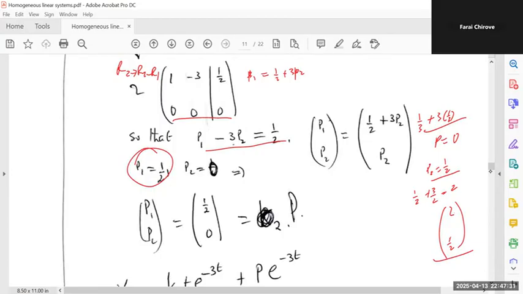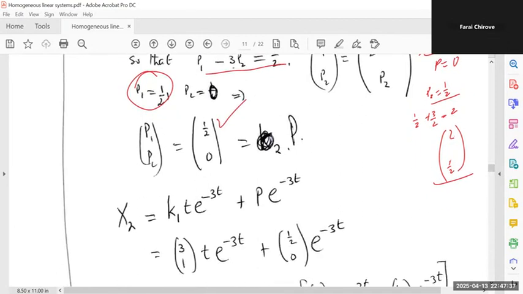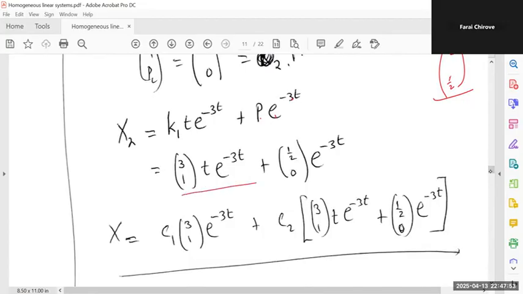But here I chose it in such a way that, of course, I remained with P being half and 0. And at the end of the day, I now know that x2 will be my original K1 times t e to the power minus 3t plus P times e to the power minus 3t. And this is what will give me my x2. So now I can go back and say c1 x1 plus c2 x2. And this is what we get as the solution.